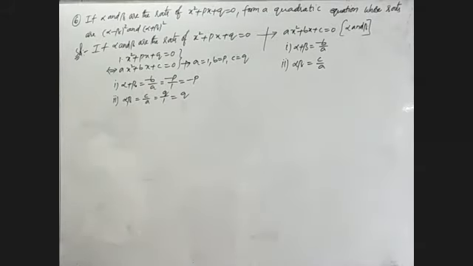But in this problem, what I am asking is: whose roots are alpha minus beta whole square and alpha plus beta whole square.